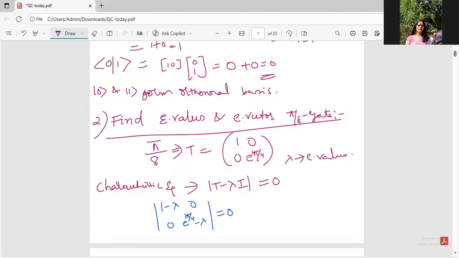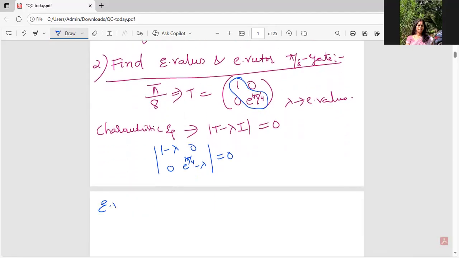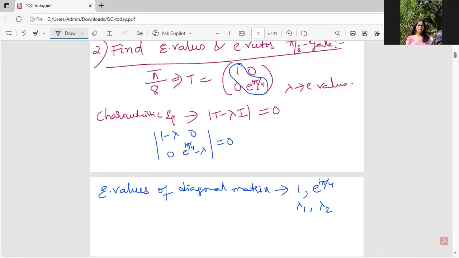Now, clearly I can see, guys, it's a diagonal matrix. From the properties of eigenvalues and eigenvectors, for a diagonal matrix, or a triangular matrix, upper or lower triangular, the eigenvalues are just the diagonal elements. What are the diagonal elements? 1 and e^(i pi/4). Let this be lambda 1, and let this be lambda 2. How do I find eigenvectors? Let's check.